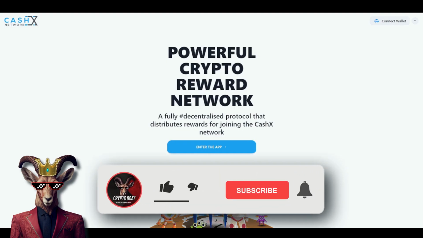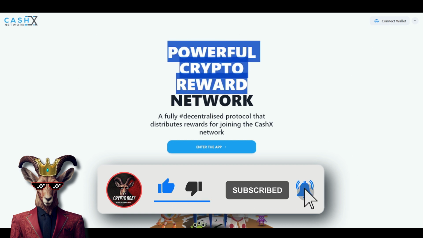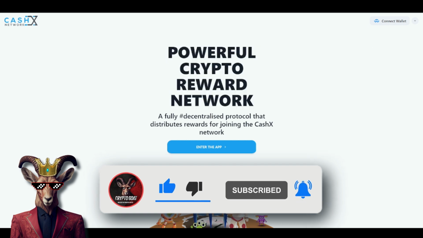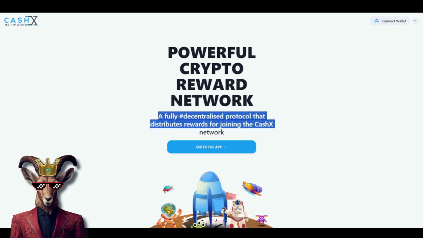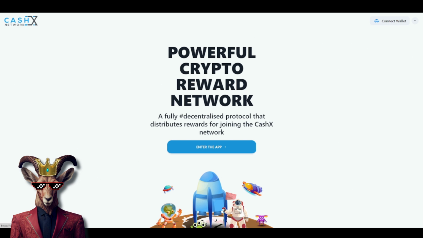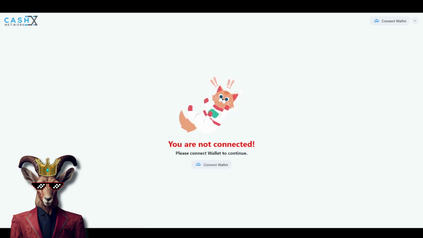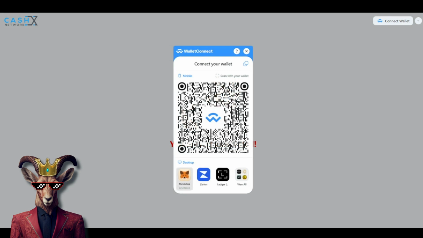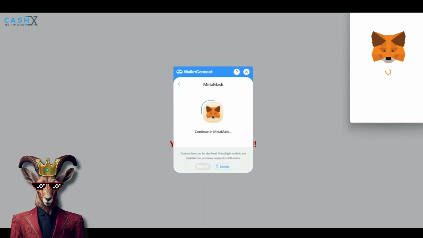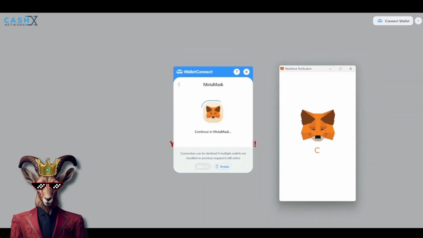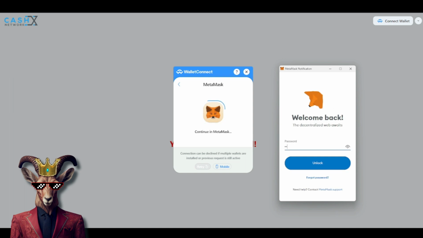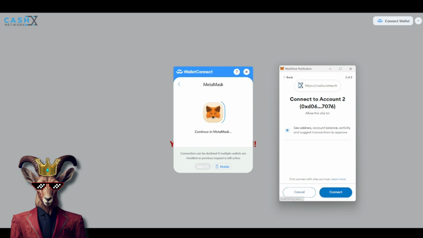Okay, so crypto goats, CashX Network, the powerful crypto reward network. This is a fully decentralized protocol that distributes rewards for joining the CashX Network. If we actually take a look here, you're going to be able to join the app, right? All you got to do is actually connect your wallet, which is going to be easy and simple, okay? So if you guys don't know exactly how this works, well, we just connect our MetaMask or whatever type of wallet that you officially have.